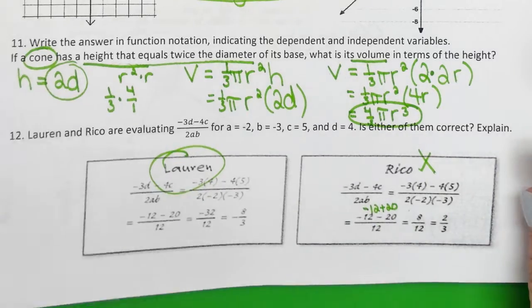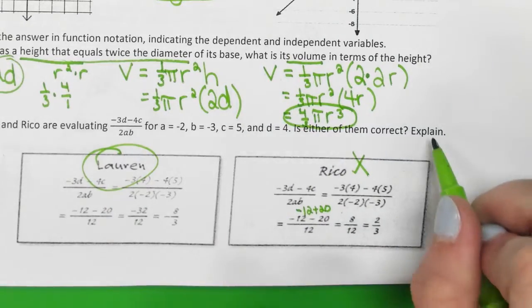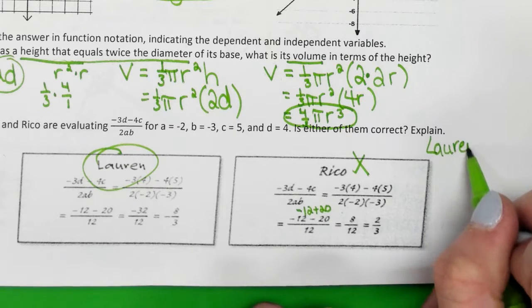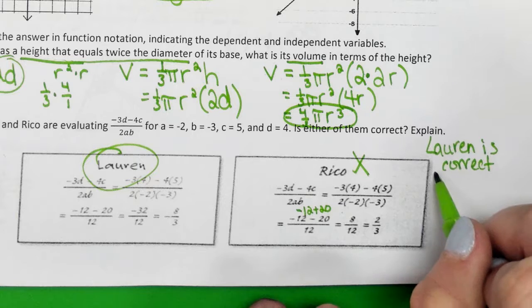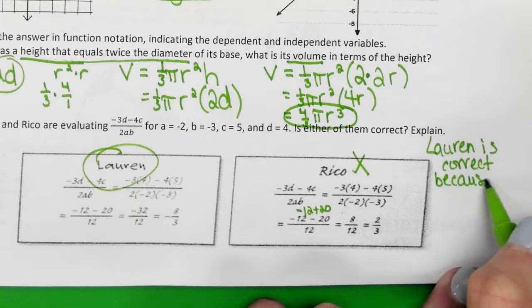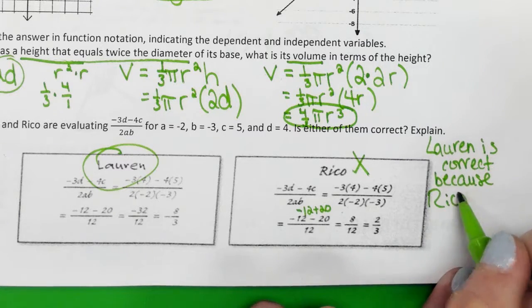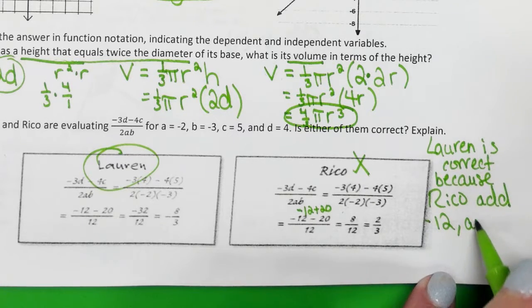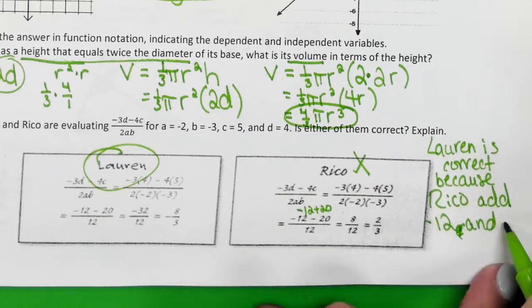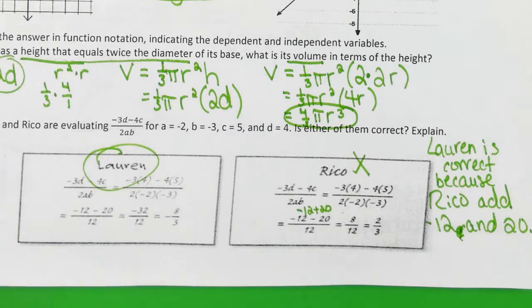Now let's talk about how to write a proper sentence for this. We're going to write Lauren is correct because Rico added negative 12 and 20. I don't know why I put a comma there. You see how I justified my answer? I didn't put yeah and nah, right? Literally, create the algebra II trig. I got a nah as an answer.